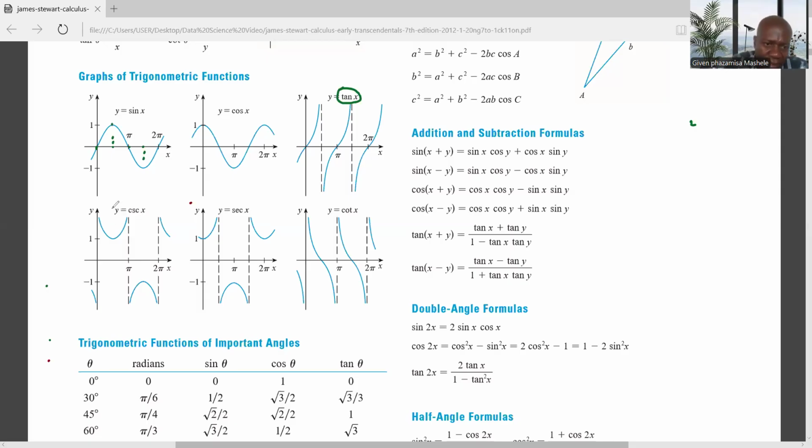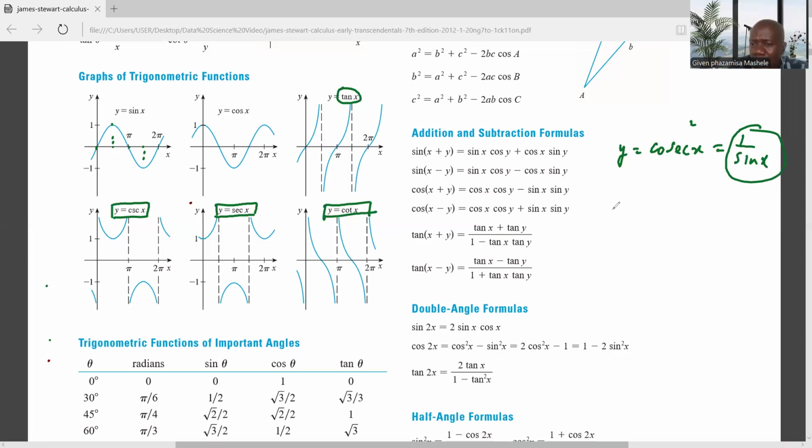Again, you must be able to familiarize yourself with how to draw the graphs of these. You can even use your calculator to draw this graph. We know that cosec is the same as 1 over sine. So on your scientific calculator, those of you who are in grade 12, you can just put this function in as it is.